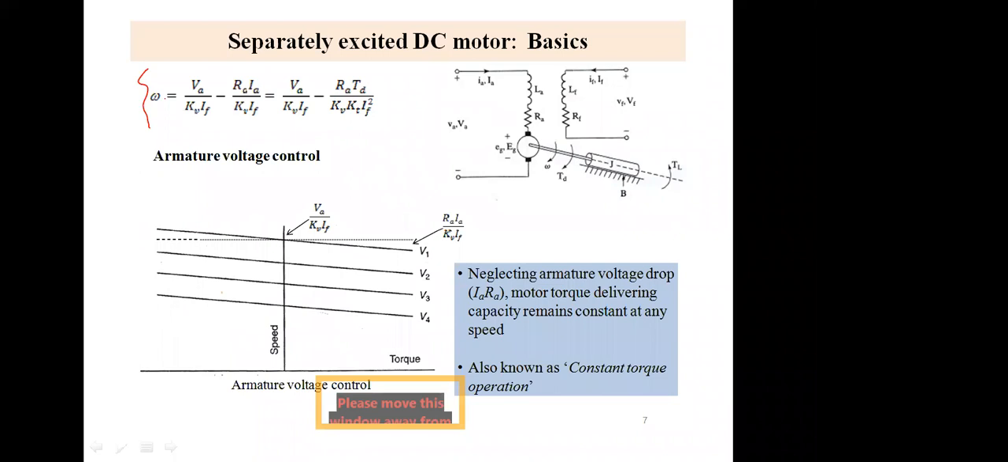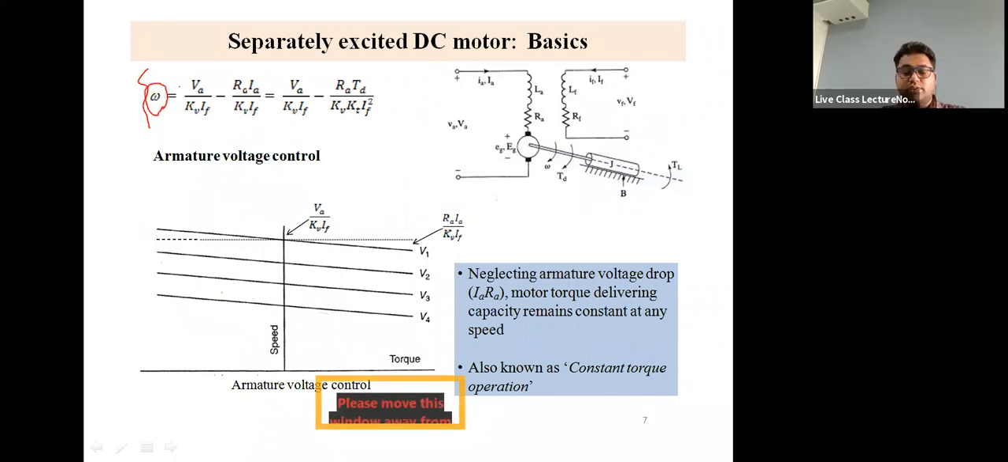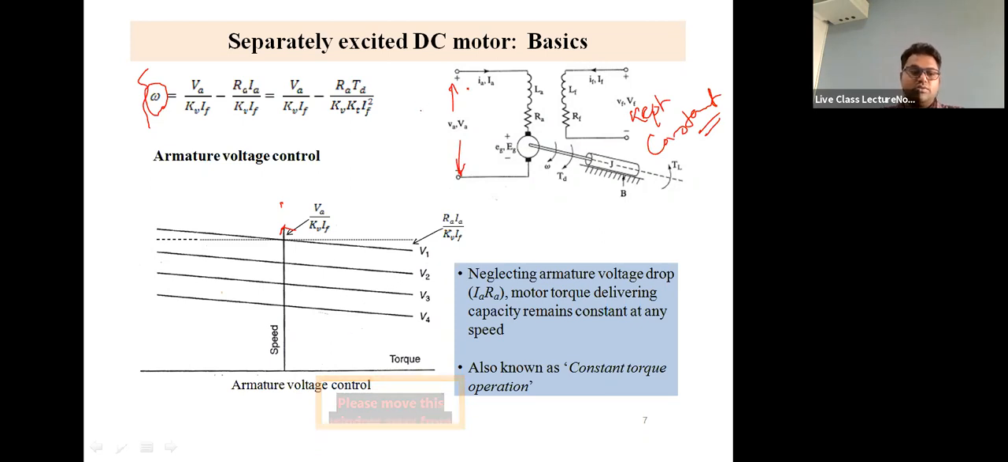So the speed can actually be controlled by using the armature voltage control method. In this case, the field is kept constant, and the armature voltage is actually changed. How do you change the armature voltage? Either with a chopper circuit or with an autotransformer and a rectifier circuit.